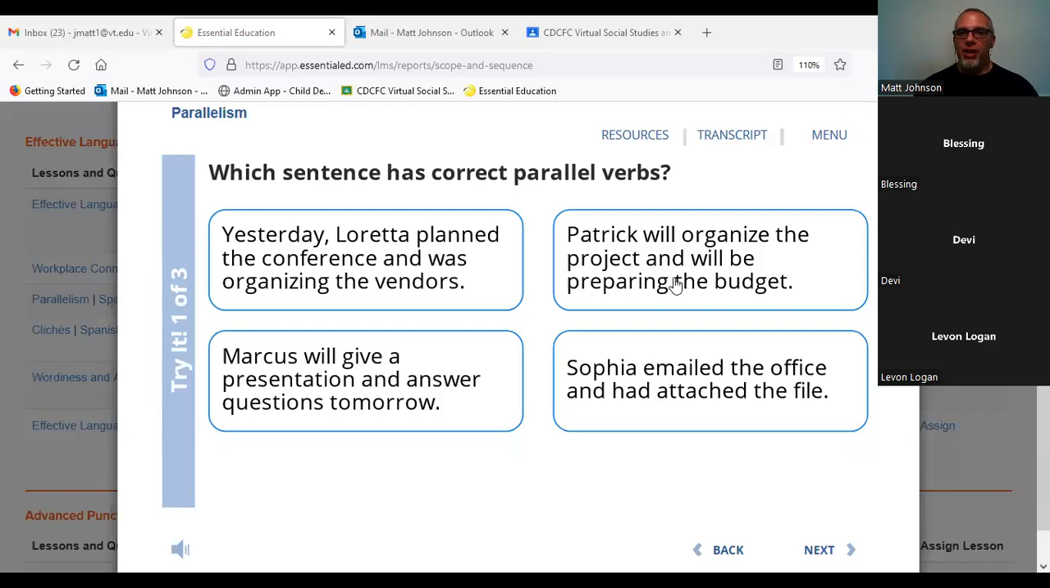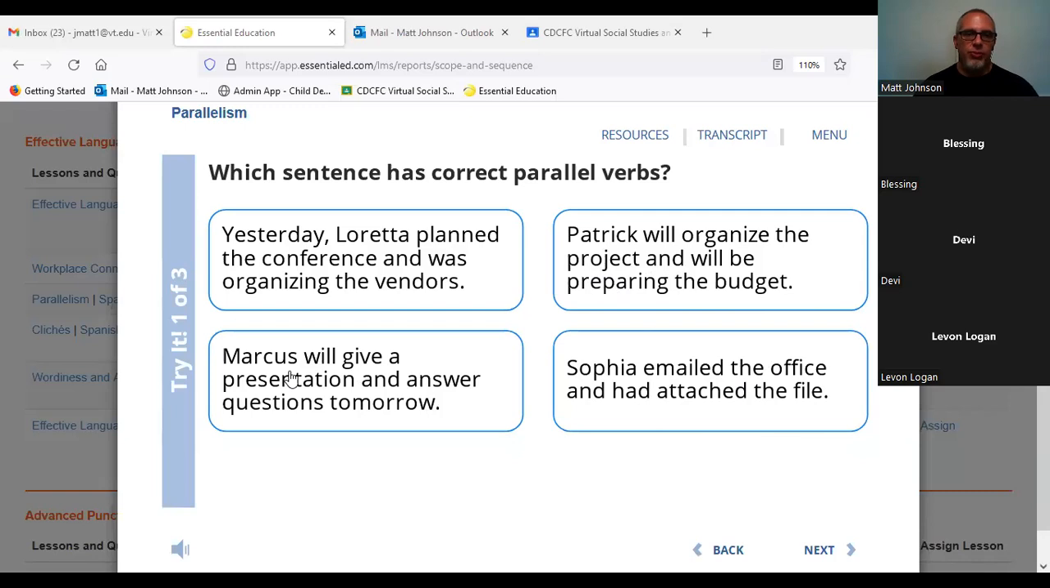And you're also using a gerund phrase here. So you just need to say prepare. Final one. So Sophia emailed the office and had attached the file. So simply, Sophia emailed the office and attached the file, keeping everything in the same tense, same form.